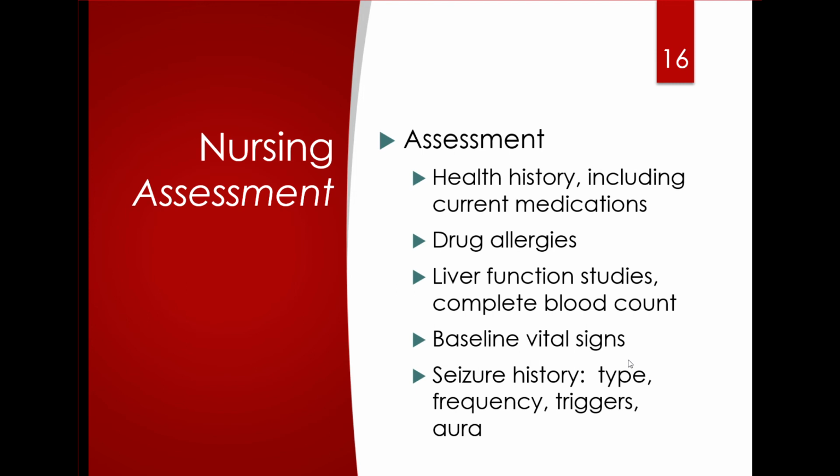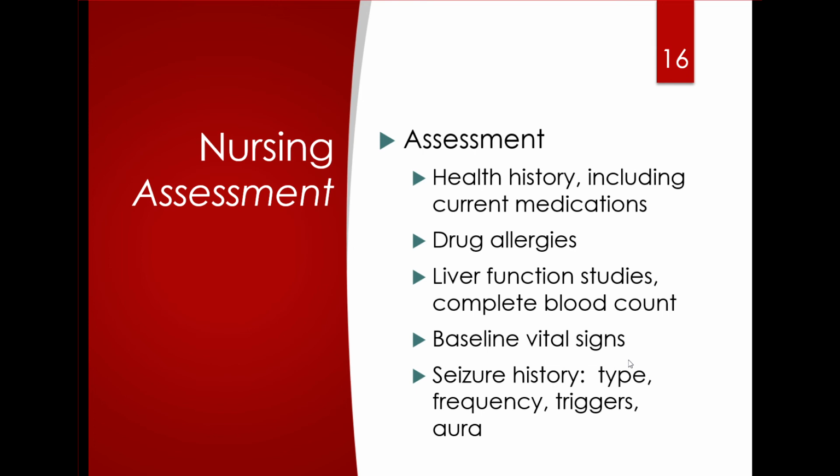You want to know if they have any drug allergies because you can't give these drugs if they're allergic to them. You want to look at liver function studies and make sure they have a pretty intact and functioning liver so that when they metabolize these drugs, they'll get the therapeutic effect you're looking for. You want to look at a complete blood cell count because some of these drugs, carbamazepine or Tegretol, can actually cause bone marrow suppression and cause the white blood cell count to drop. So if they've been on carbamazepine for a while, you might want to check and make sure that they're not at risk for infection.